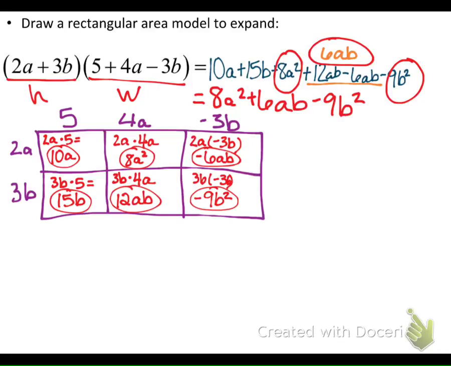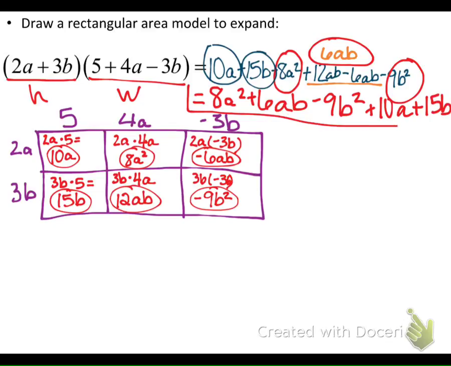All right, we've used those. So now we have 10A left and 15B left. If we have to put these in alphabetical order, what's going to go next? 10A. Good. And then 15B. And that is your final answer.